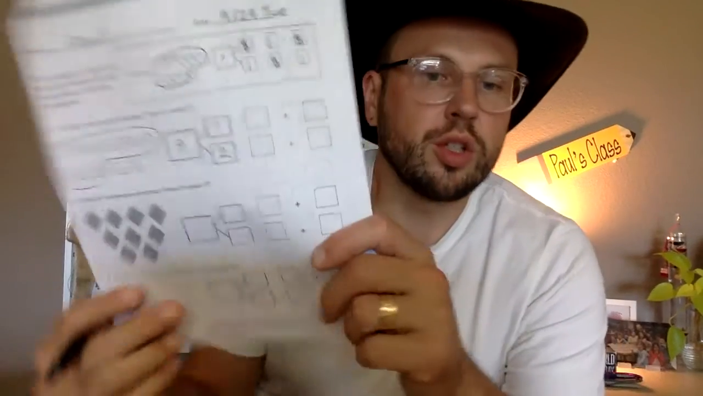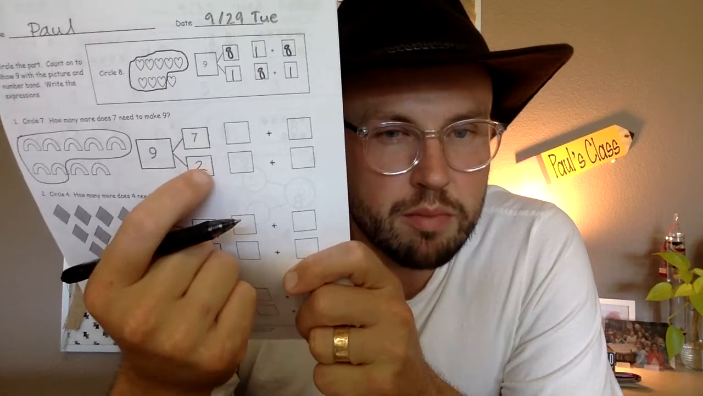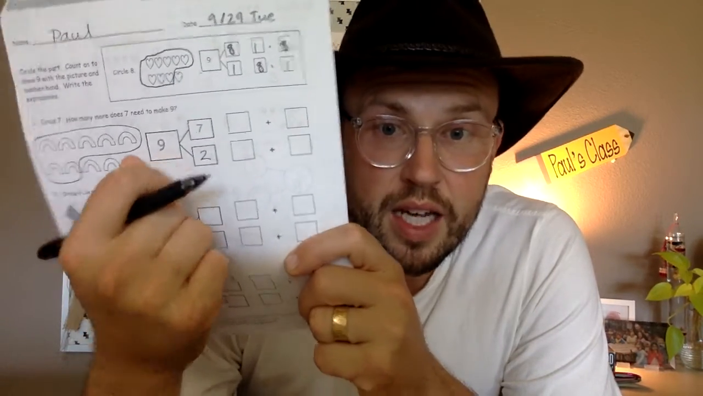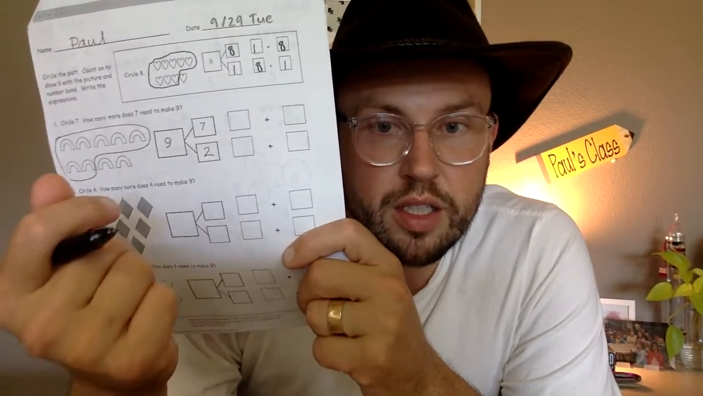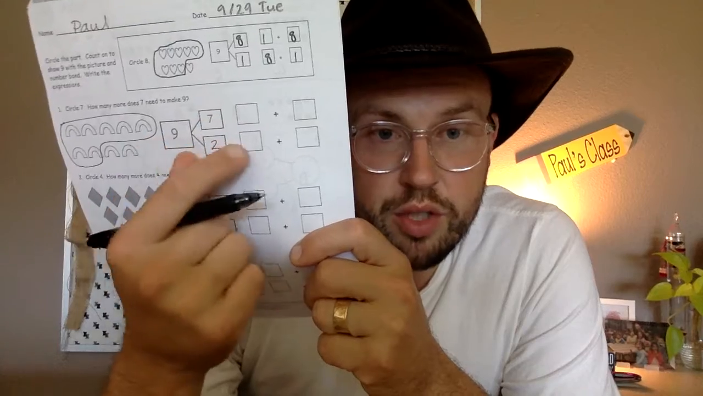How many did we not circle? How many are still left outside of what we circled? 2. Okay, so I'm going to put 2 right here in this empty box. Now, if I ask myself 7 plus 2, does that equal 9? And if the answer is yes, then that's how we check our work and we know that we got the correct number. Okay, and the answer is yes. So 7 plus 2 does equal 9.